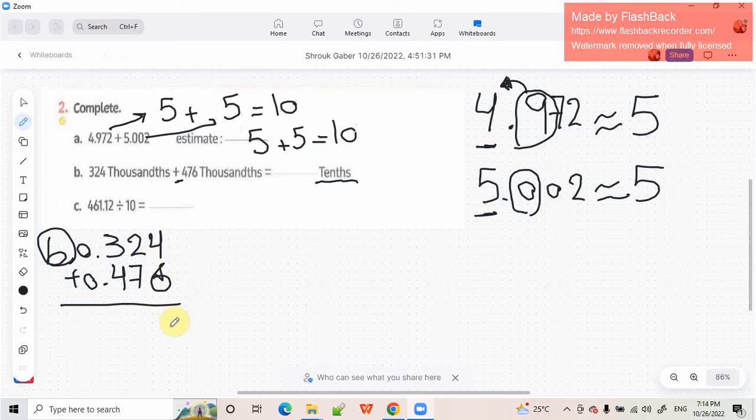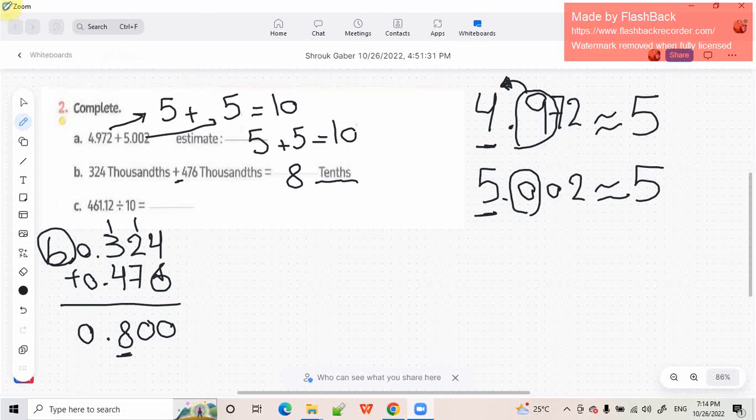4 plus 6 equal 10. Put 0 and carry 1. 2 plus 7, 9. 9 plus 1, 10. Put 0 and carry 1. 4 plus 3, 8. 7 and 1, it will be 0.800. He asked which digit is in the tenths place. Which digit is in the tenths place? 8. So I will write 8 only. Okay, we don't put the total number, but we put the digit in the tenths place.